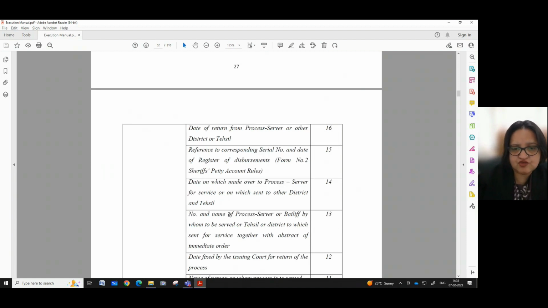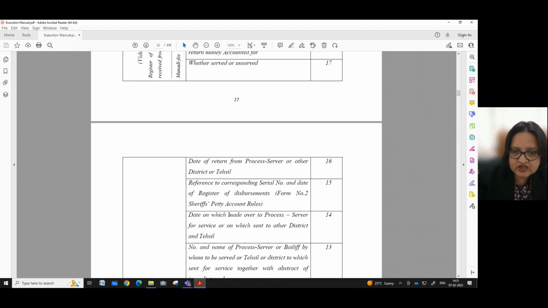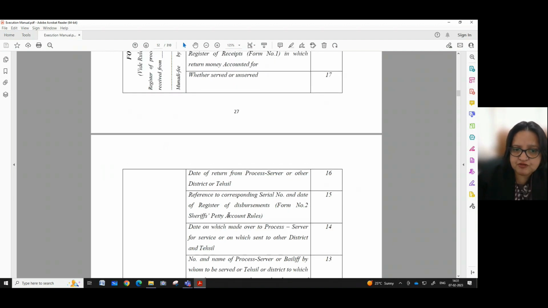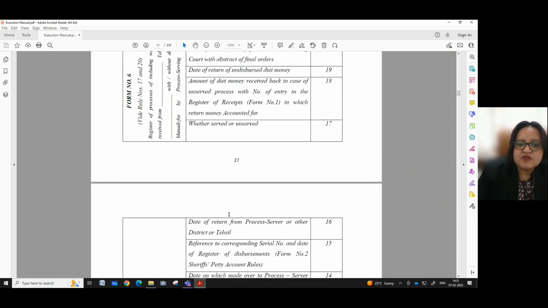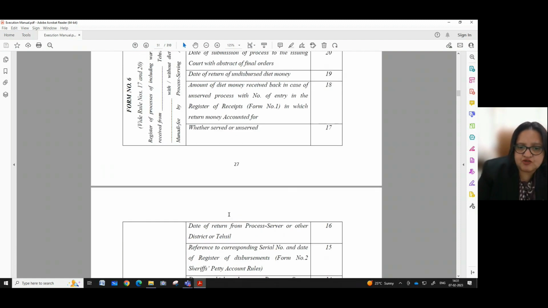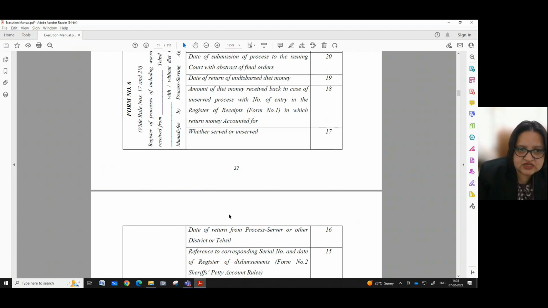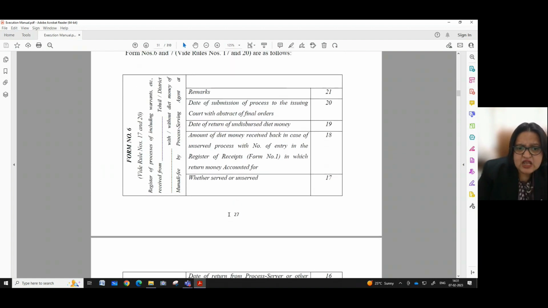Column number 14, date on which made over to the process server for service, or on which sent to other district or tehsil. Column number 15, reference to corresponding serial number and date of the register of disbursements, that is form number 2, sheriff petty account rule. Column number 16, date of return from the process server or other district or tehsil. Column number 17, whether served or unserved. Column number 18, amount of diet money received back in case of unserved processes, with number of entry in the register of receipts, form number 1, in which return money is accounted for.